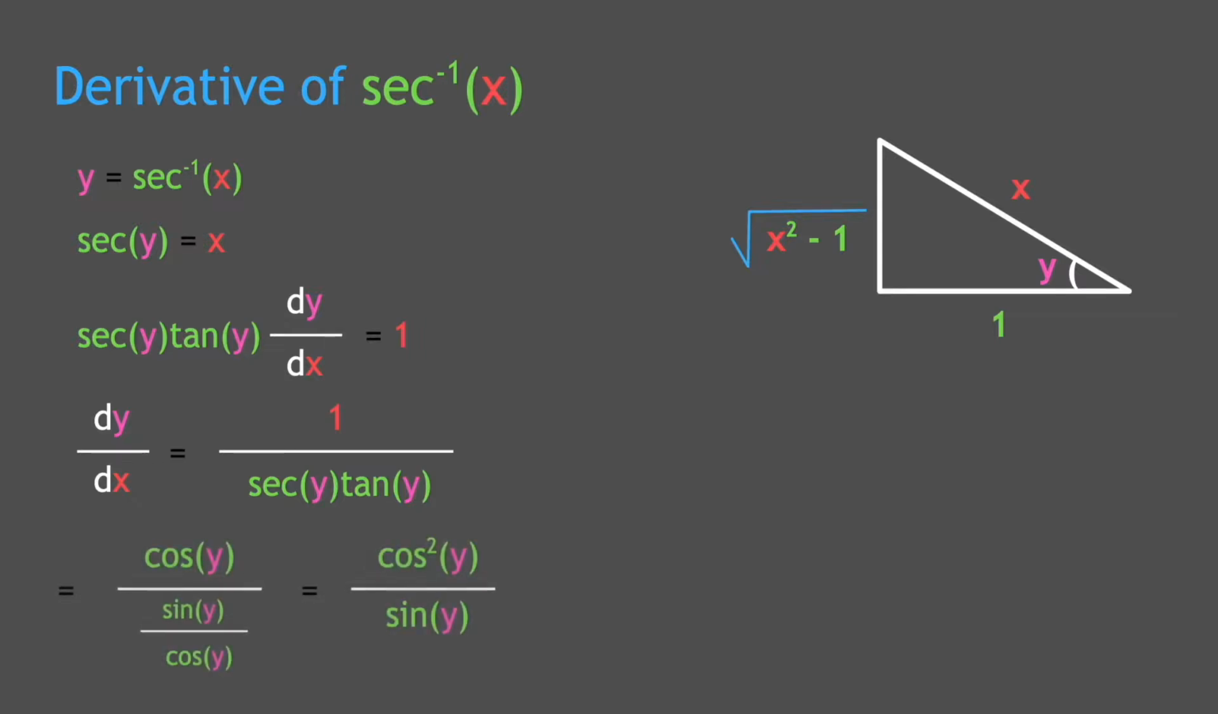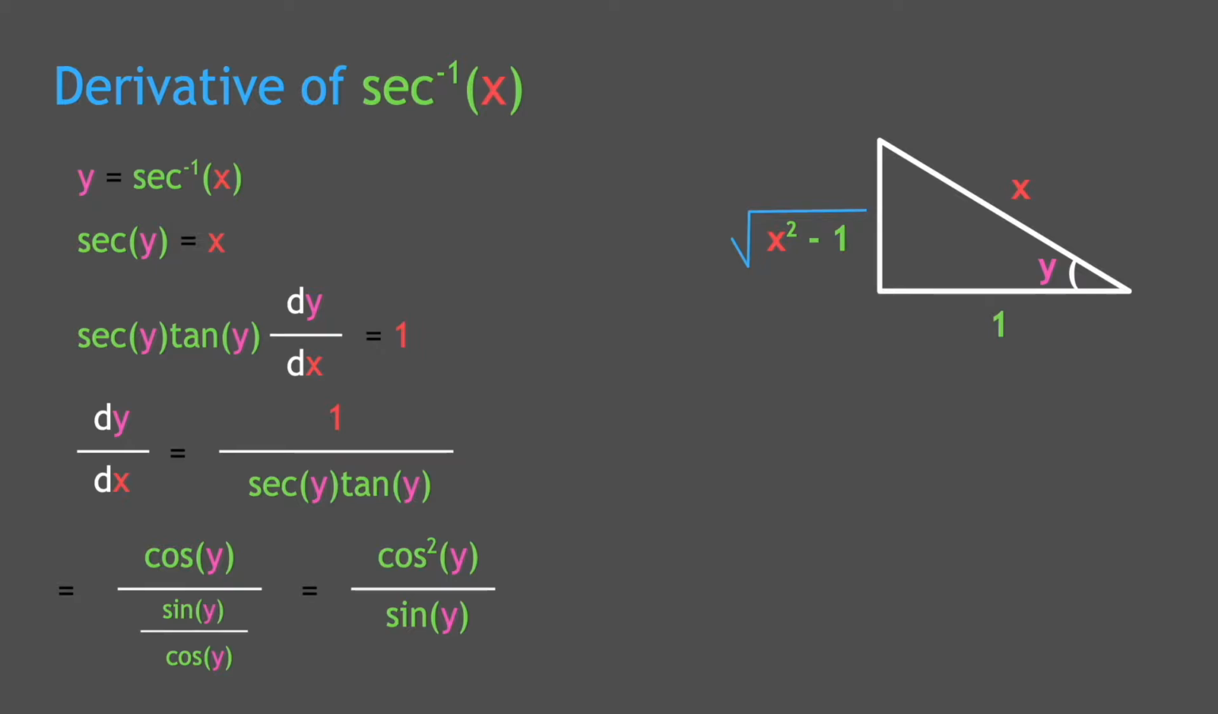So dy over dx will be equal to the cosine of y divided by the sine of y divided by the cosine of y. This is because 1 over the secant of y is equal to the cosine of y, and the tangent of y can be written as the sine of y divided by the cosine of y. And simplifying even further, we have dy over dx is equal to the cosine squared of y divided by the sine of y.